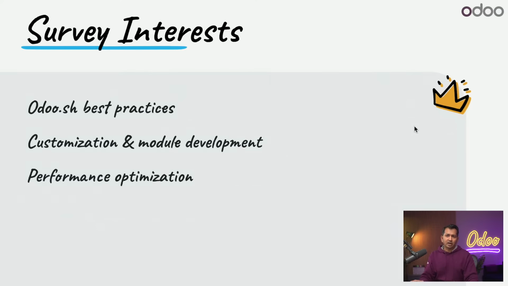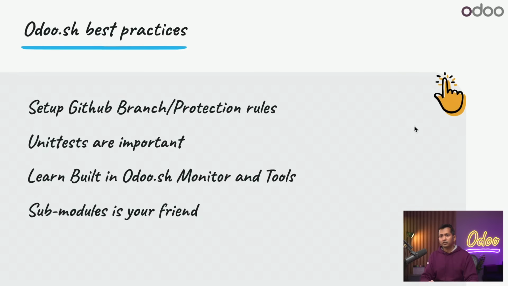So we'll start with the Odoo.sh best practices, then we'll go down to customization, module development, and then we'll go to performance optimization in terms of interests. So let's get started. The first subject: Odoo.sh best practices.